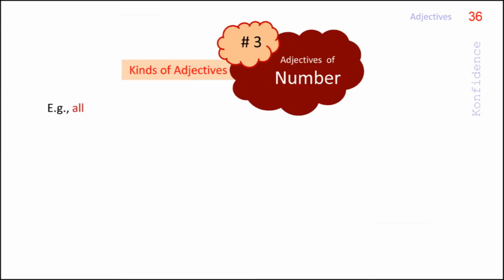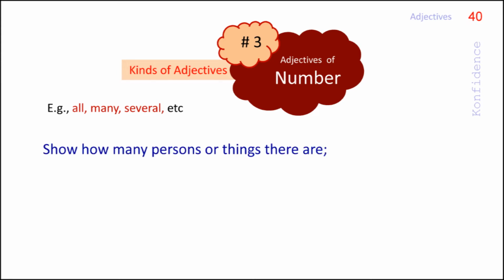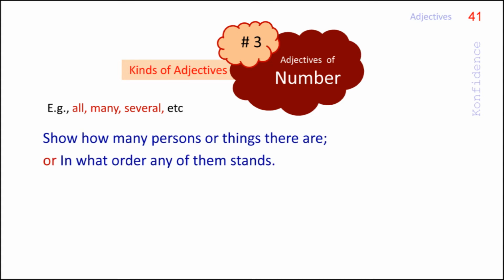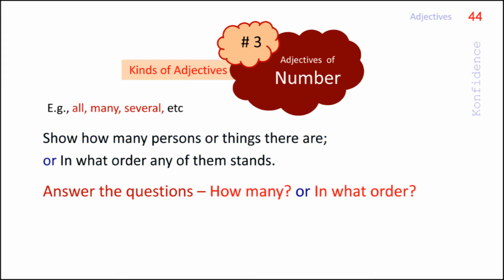The adjectives all, many, several, etc. show how many persons or things there are, or in what order any of them stands. So they are called adjectives of number. Adjectives of number answer the questions, how many, or in what order. In the sentence, many women were not there, many answers the question, how many women.